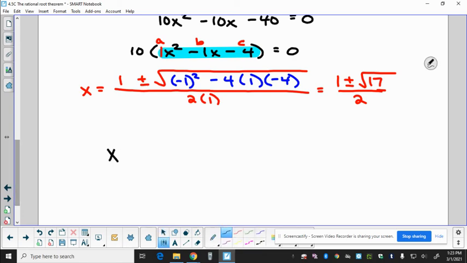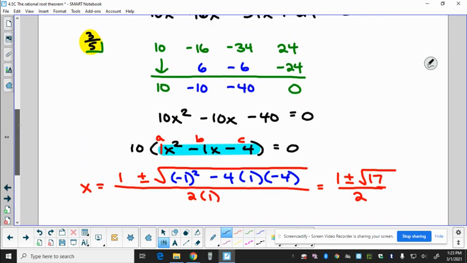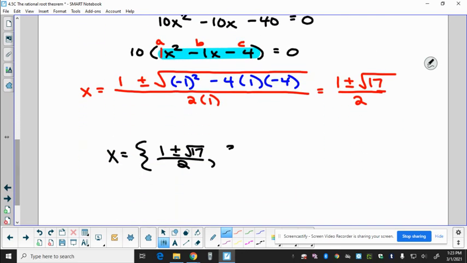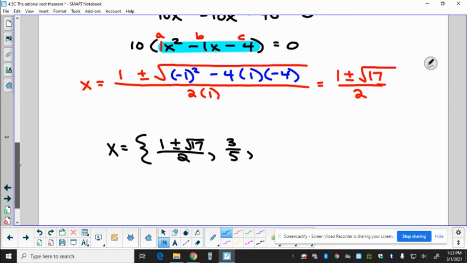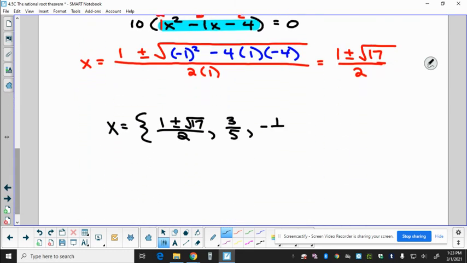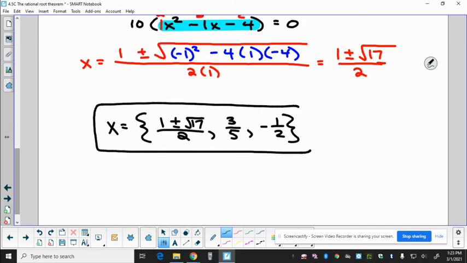Let's list all of our answers. So I know we have those two: 1 plus and minus radical 17 over 2. That's two answers. And then what were the other two? Okay, 3/5, which is a rational number. And the original one, yep, -1/2. Another rational number. And that problem is finished. And that is our lesson.